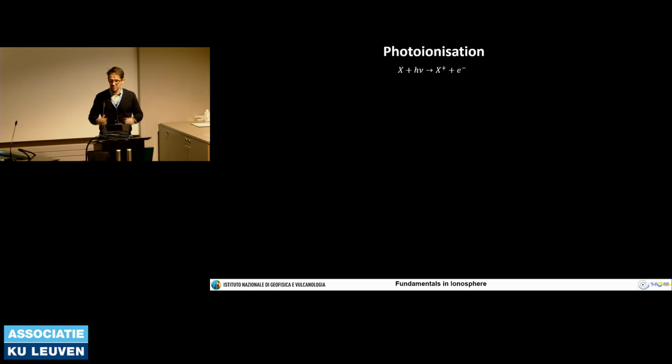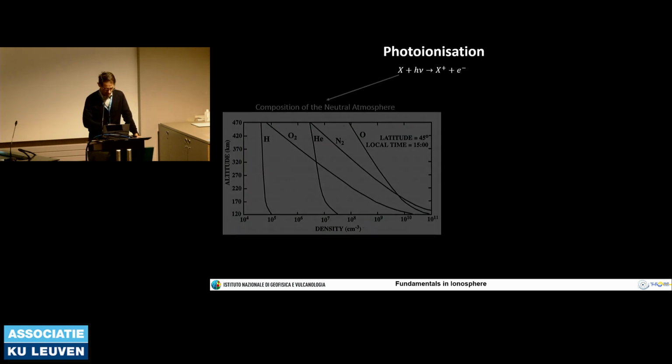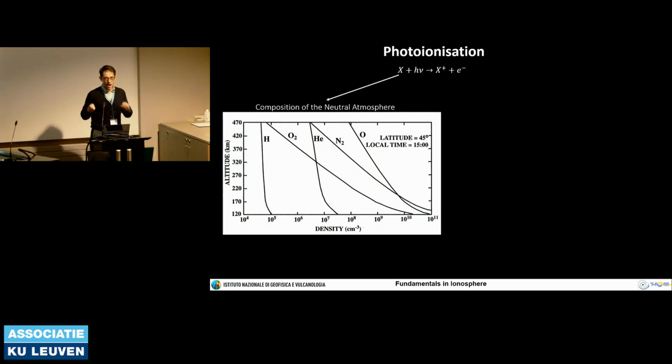Photoionization is the process where you have some molecules or atoms, and you need photons with a given energy. So h is the Planck constant, and nu is the frequency of the photons. If the photon has exactly the quantum of energy needed for the photoionization, you create an excited version of the atom plus an electron, so you extract an electron from it. Somehow, if you want to photoionize a part of the atmosphere, you need two ingredients.